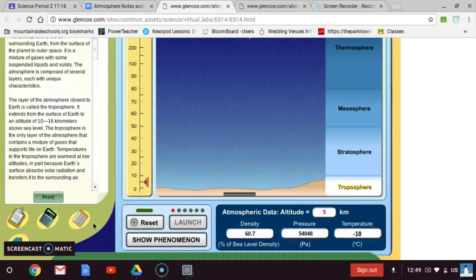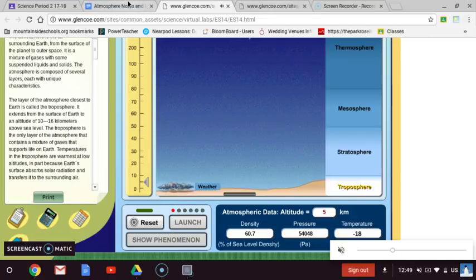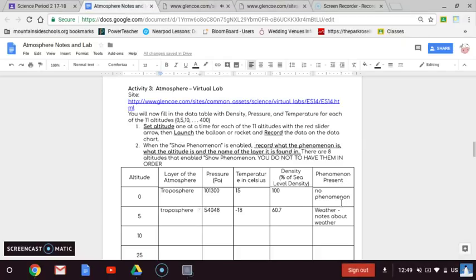Now here, this time for the phenomenon, you'll see that show phenomenon is present. So you would click show. Weather-related phenomena, such as storm clouds and short-term changes in pressure and temperature, exist relatively near Earth's surface in the troposphere. Needless to say, you would record in phenomenon present, weather, and a little bit of notes about the weather.